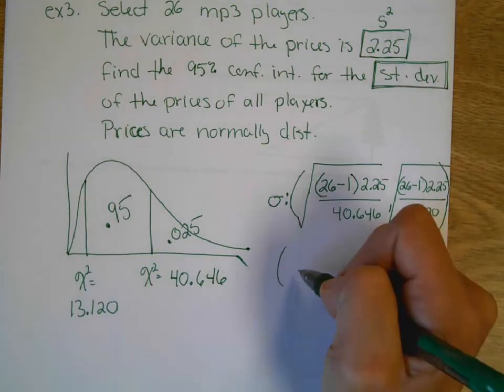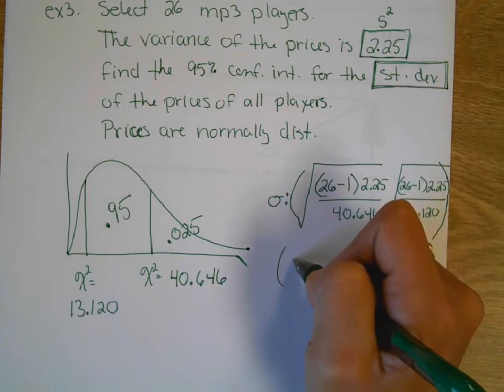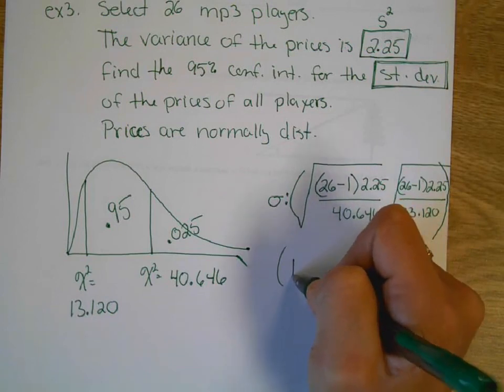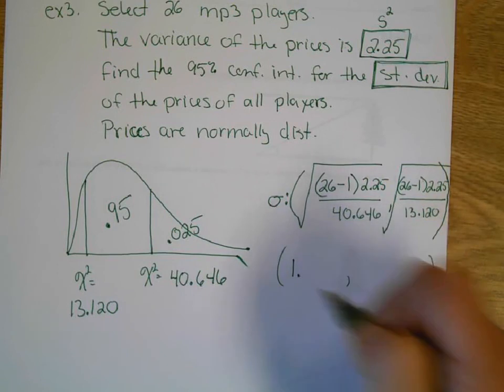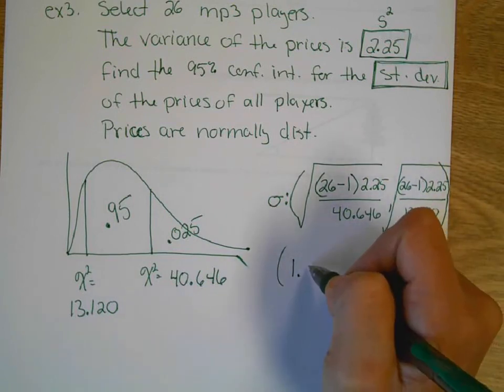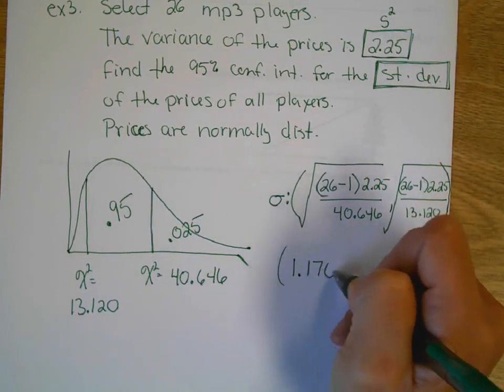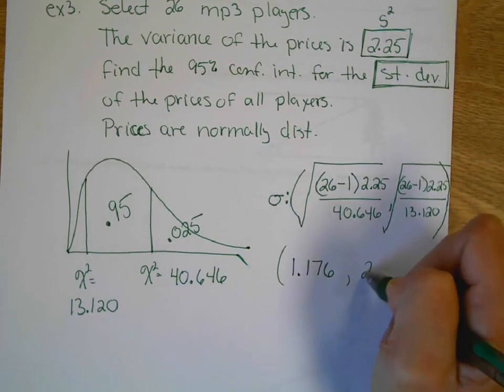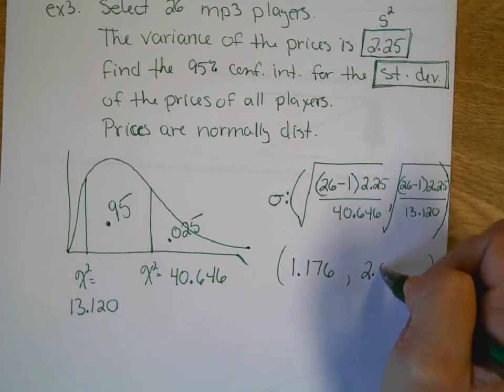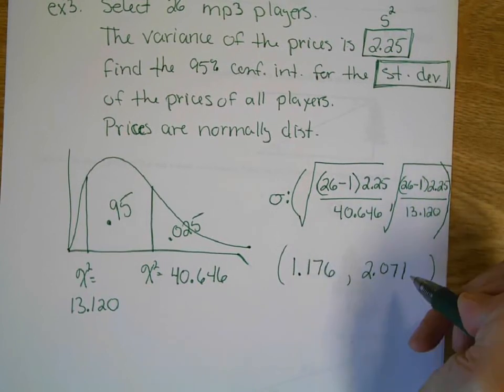Okay, what are you coming up with down here? Good one. 1.76, yep, and 2.071. Yeah. Okay.